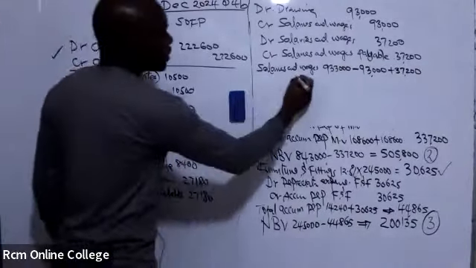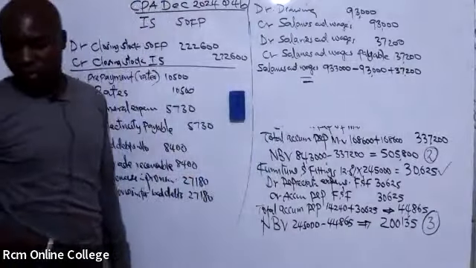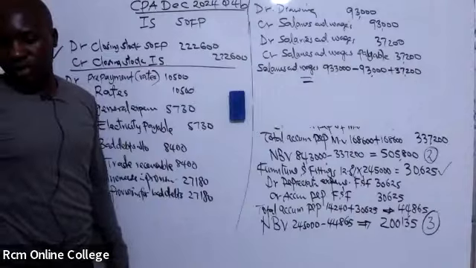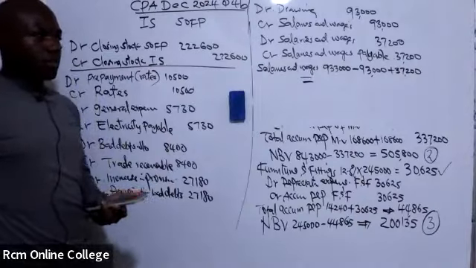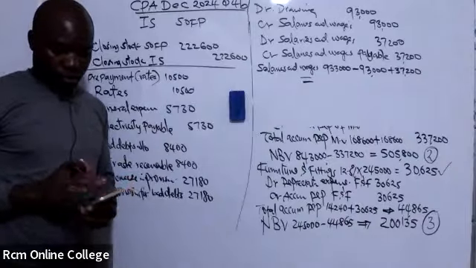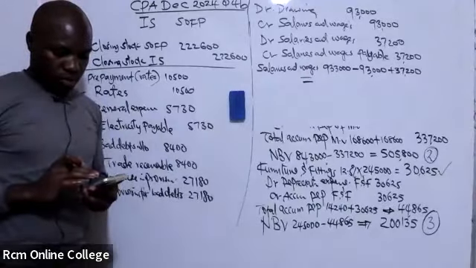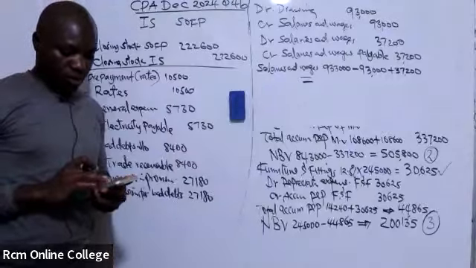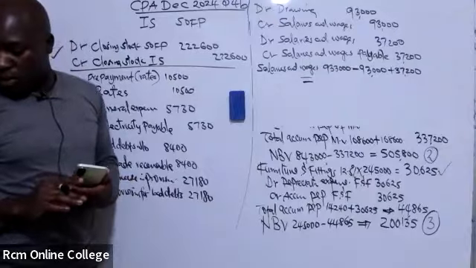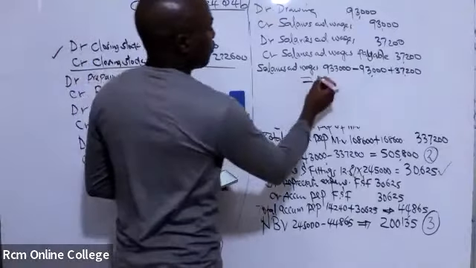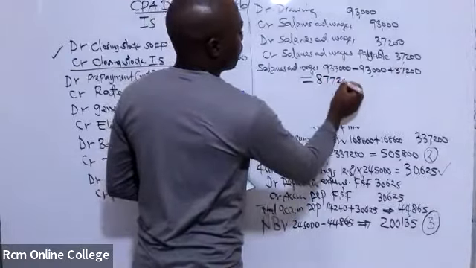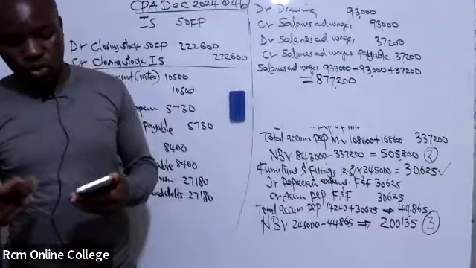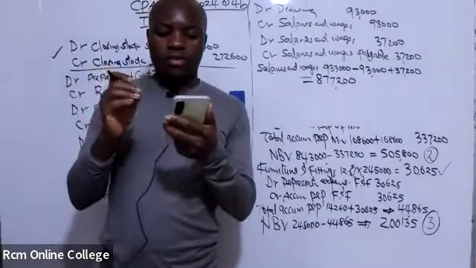So what is the net salaries and wages as an expense? Net salaries and wages as an expense? 877,200. So that is what you are to do under the adjustments for additional information.